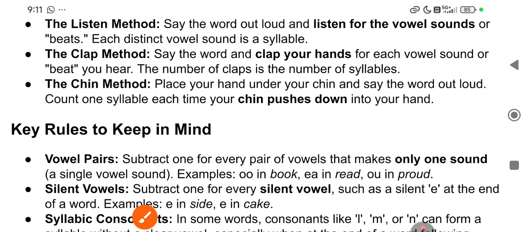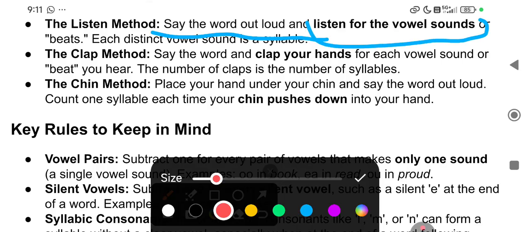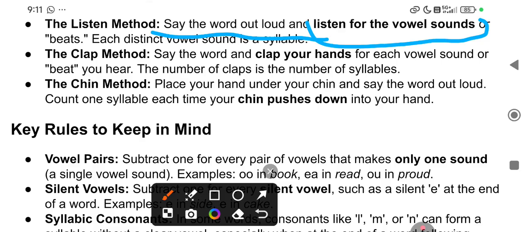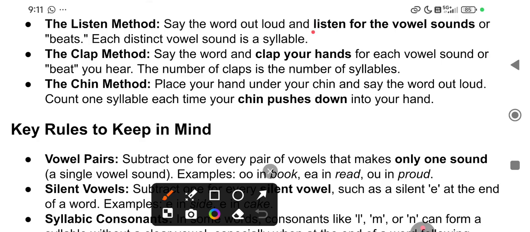Say the word out loud, right? And listen for the vowel sounds. When you speak loud, listen for the vowel sound, right? Or beats, vowel sound or beats. So listen means we have to focus on the vowel sound or beat.